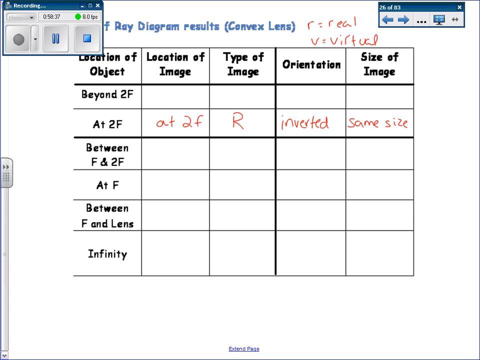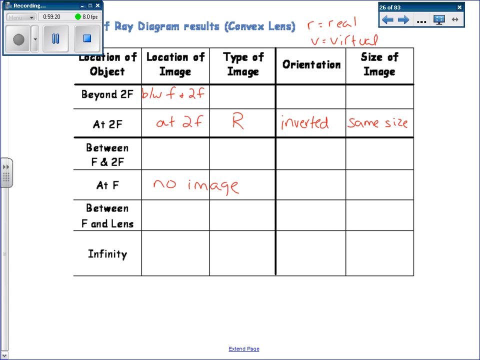What's another one we did? If you flip back to your ray diagram, what's another one we can fill in? At the focal point? Where was the image at the focal point? So there's no image. Did we do another convex one? So beyond 2F, and where was the image for that one? So between F and 2F.